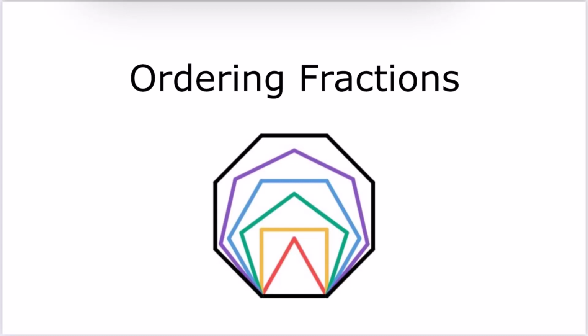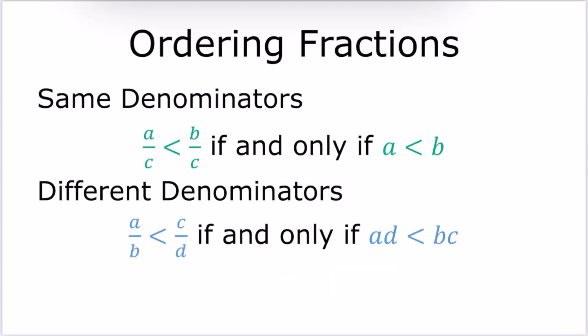Everybody, in this video we're going to be talking about ordering fractions, or in other words, how to tell whether they're greater than or less than each other. So if you have two fractions that have the same denominators, then you can just look at the numerators and determine which one of the numerators is greater than the other. So if A is less than B, then that means A over C is less than B over C.